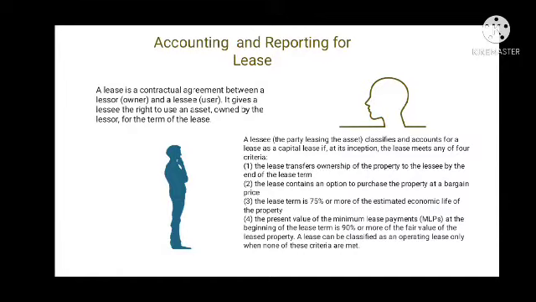Third, the lease term is 75% or more of the estimated economic life of the property. And the fourth, the present value of minimum lease payments at the beginning of the lease term is 90% or more than the fair value of the leased property. A lease can be classified as an operating lease only when none of these criteria are met.